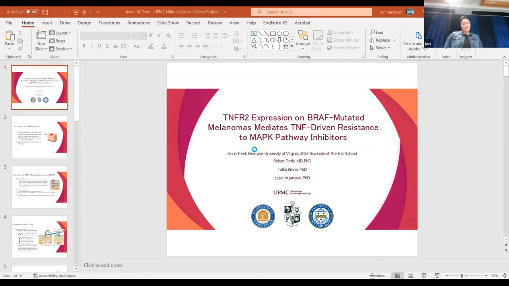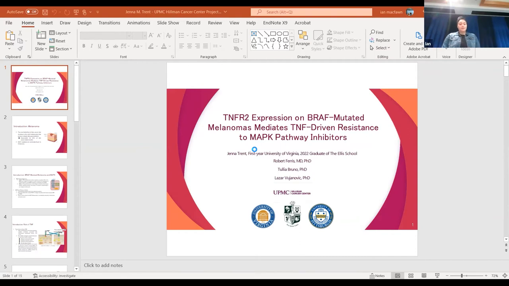TNFR1 generally mediates apoptosis, cell survival, and cytokine secretion, while TNFR2 selectively mediates only cell survival and cytokine secretion. While TNFR1 is expressed on most cell types, TNFR2 expression is predominantly described on immune cells. From previous studies, TNFR2 expression has been reported on melanoma cell lines, and in particular, soluble TNF can induce resistance to MAP kinase pathway inhibitors. However, little is known about how these two receptors mediate this mechanism to BRAF inhibitors.